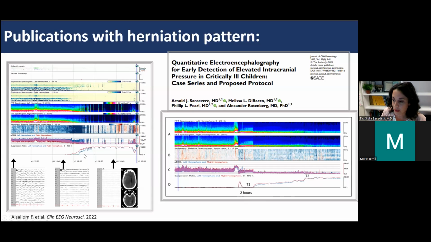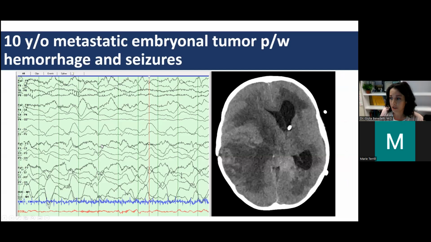This was an adult publication, also showing that suppression ratio going up during herniation. And what I'm going to try and convince you of is that in a lot of these patterns, we also see a dropout of fast frequencies happening hours before that suppression ratio goes up.